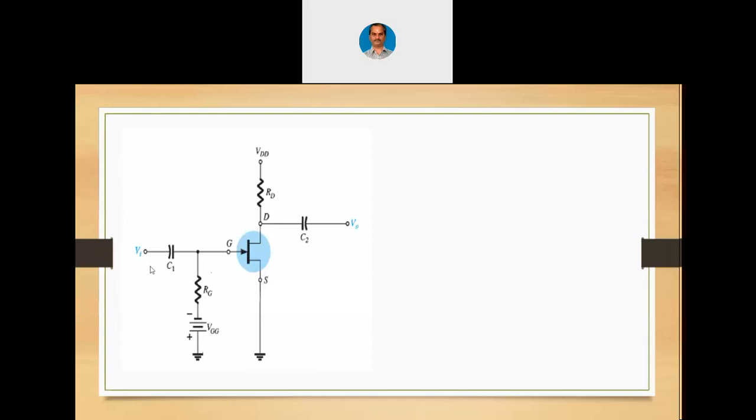But what we want is for this JFET to work as an amplifier. So when we apply an AC signal, we want it to be amplified, and we want the amplified output to be available at the drain. That is why we need this RG. That is the purpose.